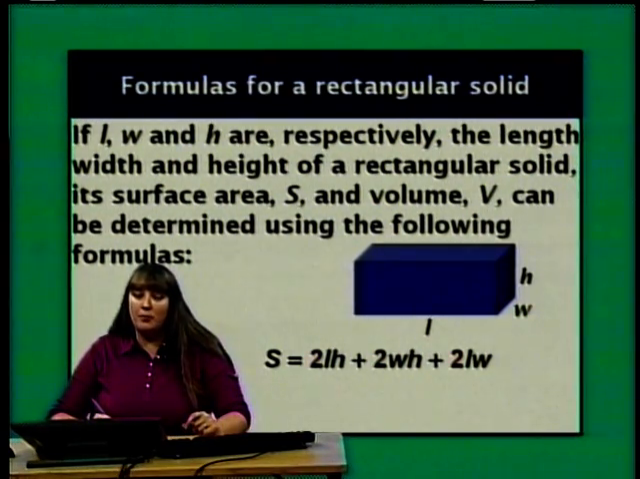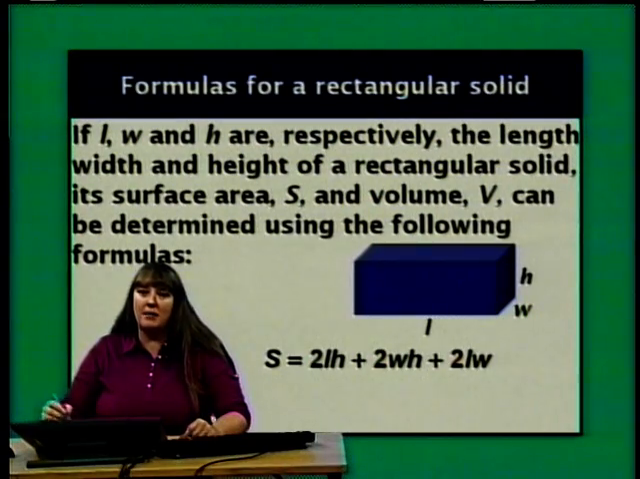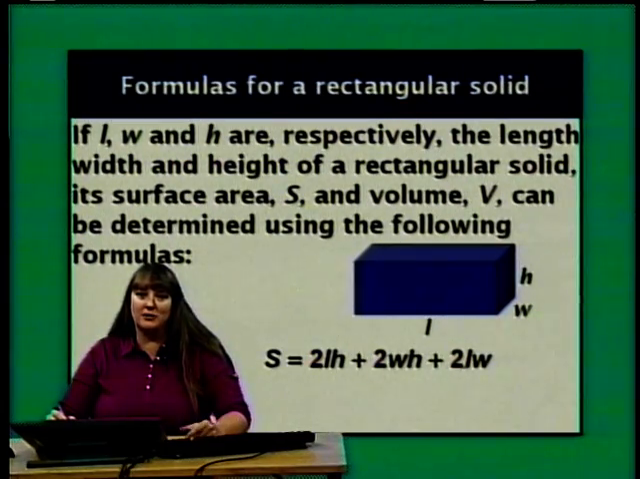With the swimming pool problem, since I didn't consider the top, I only took one of the lengths times the widths to give me the bottom area of the pool. And then I took the two long sides, that would be 2LH, and the two short sides, which would be 2WH. For the volume, we just take the length times the width times the height.